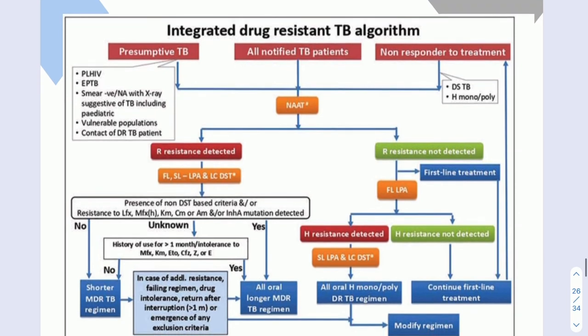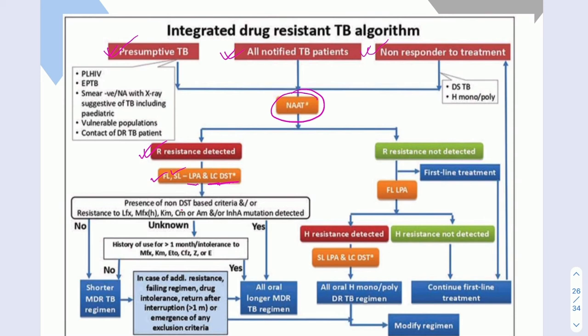Now, if we talk about the algorithm for drug-resistant tuberculosis, how we are going to proceed, let's see. For all notified TB patients, presumptive tuberculosis, and non-responders to treatment, what we need to do? We'll go ahead with a nucleic acid amplification test. If rifampicin resistance is detected, then we will do a drug sensitivity test. We will do line probe assay and liquid culture drug sensitivity test for first-line and second-line drugs.